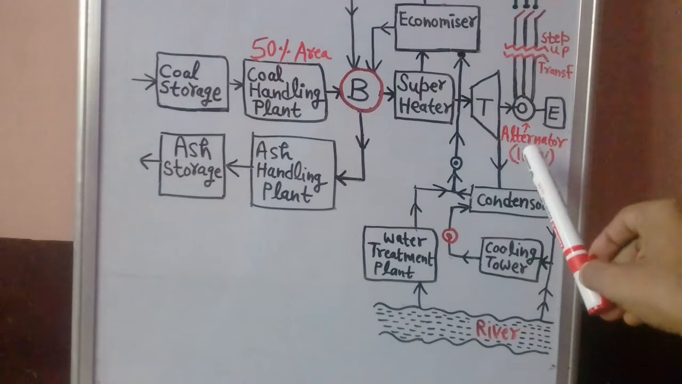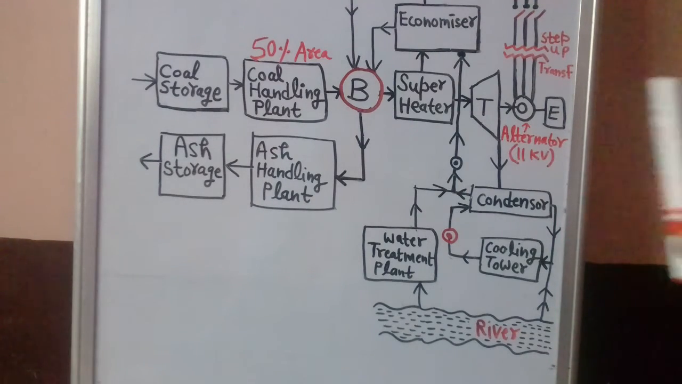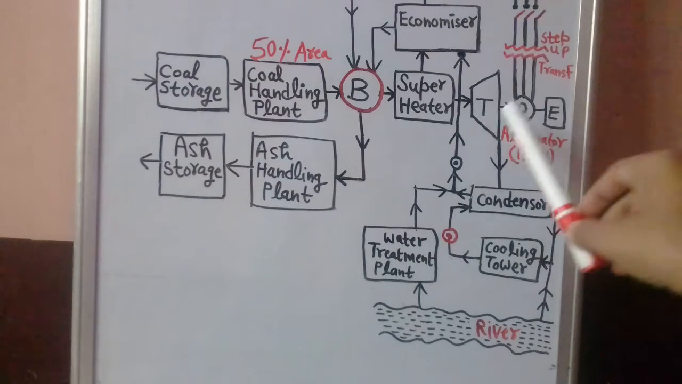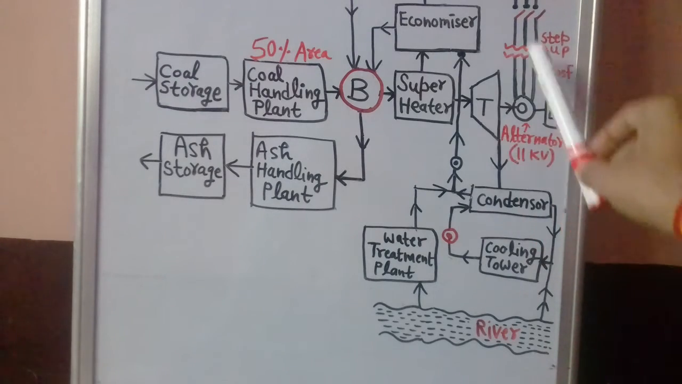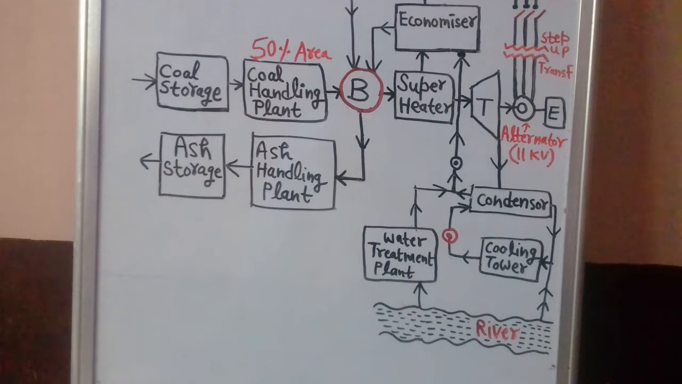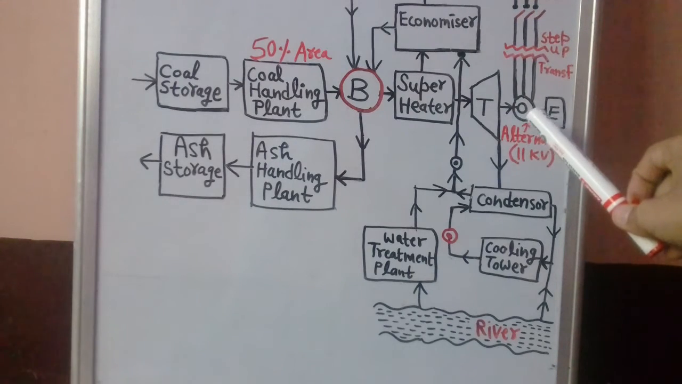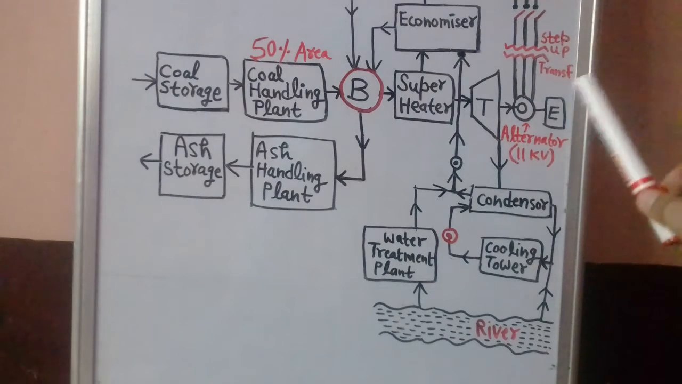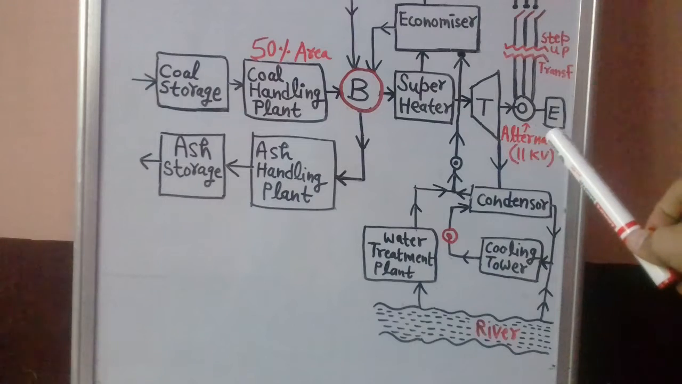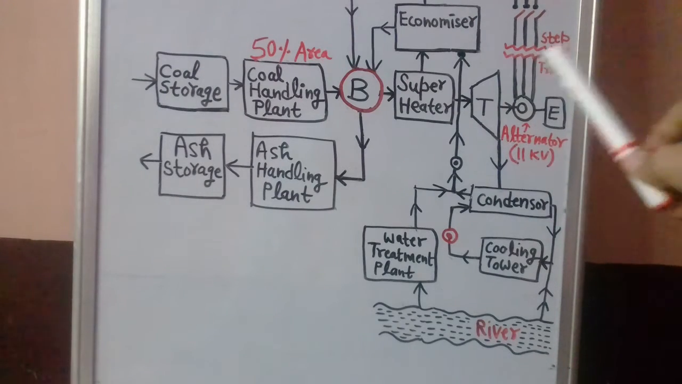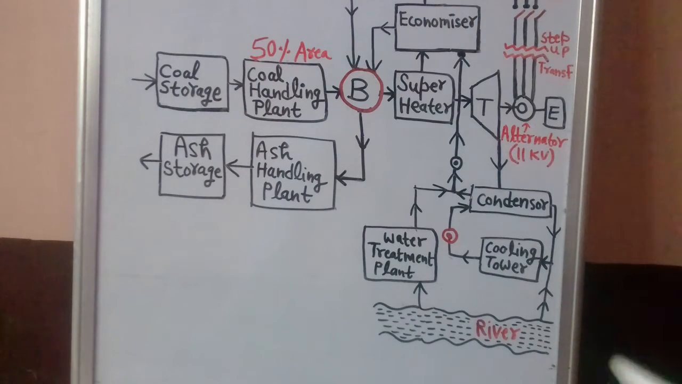The alternator is basically a synchronous generator. How does it convert mechanical energy to electrical energy? I have made a separate video on that. Please visit the same YouTube channel for that: the operating principle of synchronous generator, that is basically the alternator. There I have completely discussed this process of mechanical to electrical energy conversion, right?